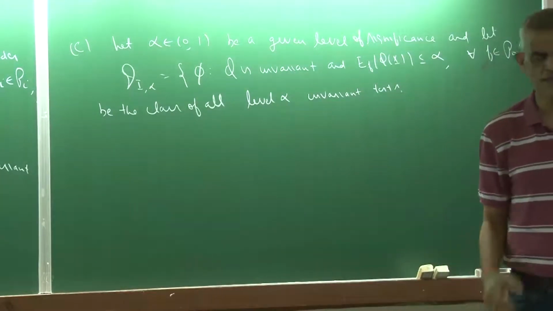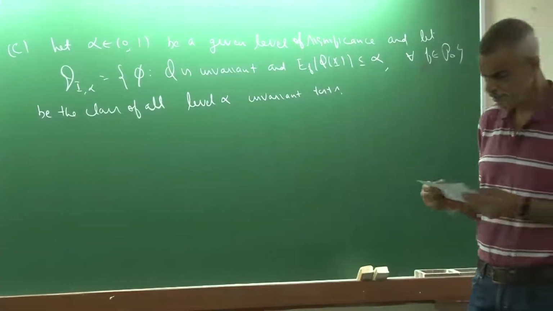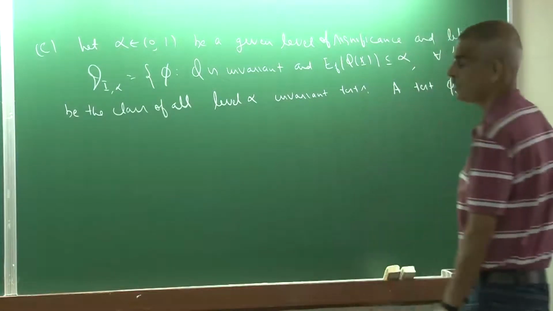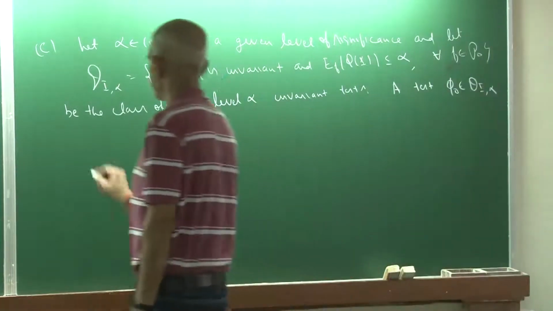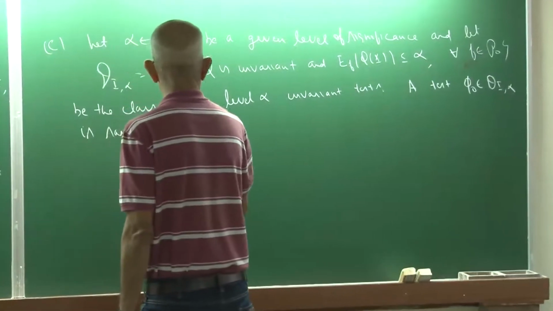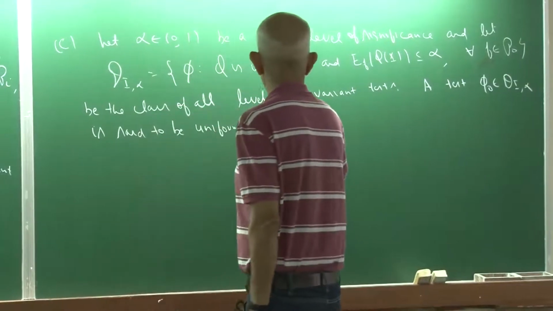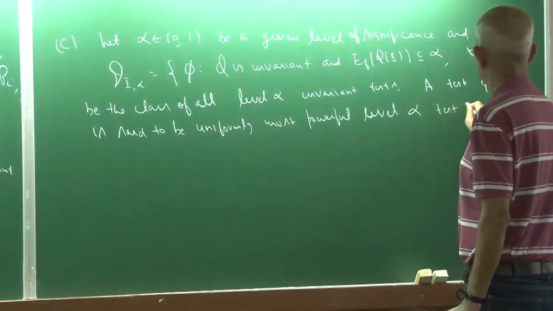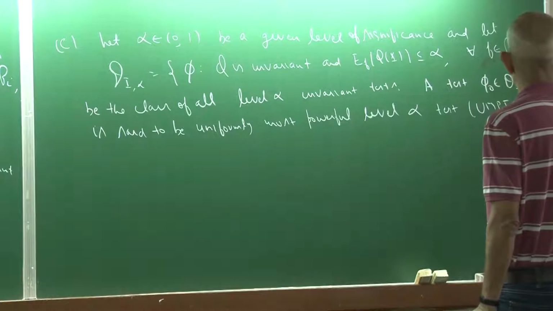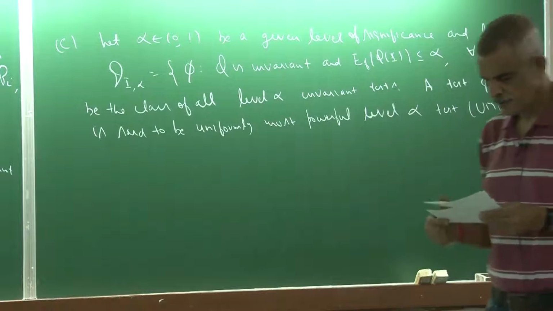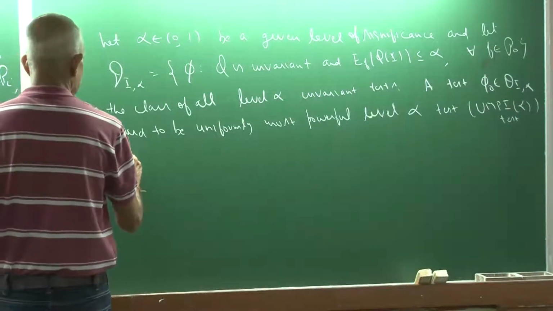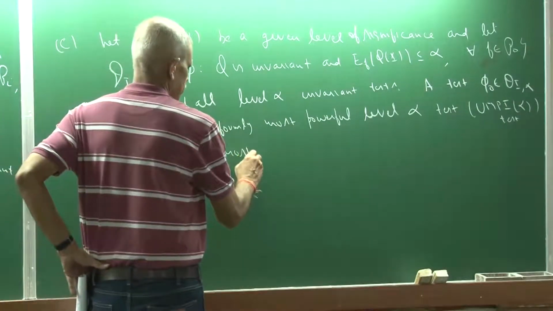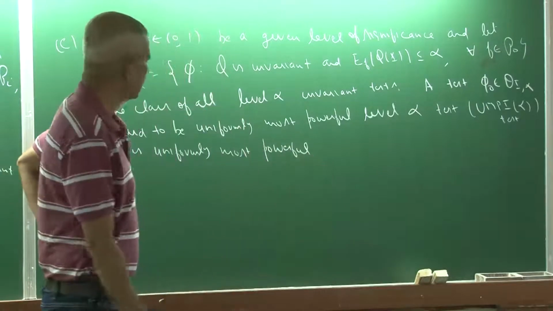So I can talk about the best test in this class. That means a test which has the maximum power or the minimum type 2 error probability. So a test phi naught belonging to D alpha, that means phi naught is invariant and has level alpha, is said to be a uniformly most powerful invariant level alpha test, which we in short write down as UMPI alpha, if it is uniformly most powerful among tests in D alpha.